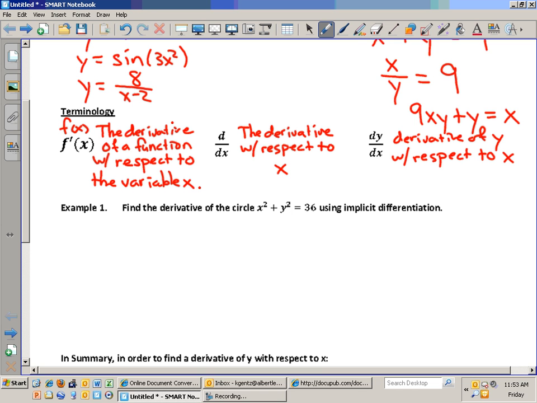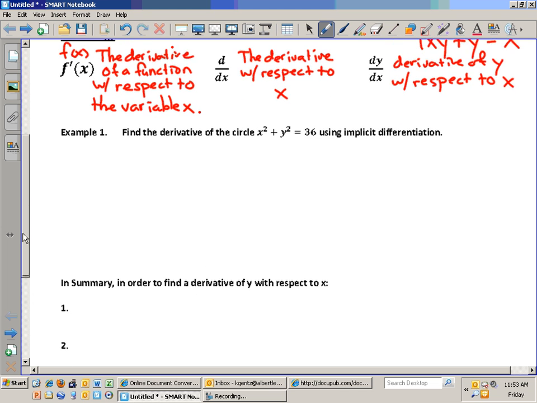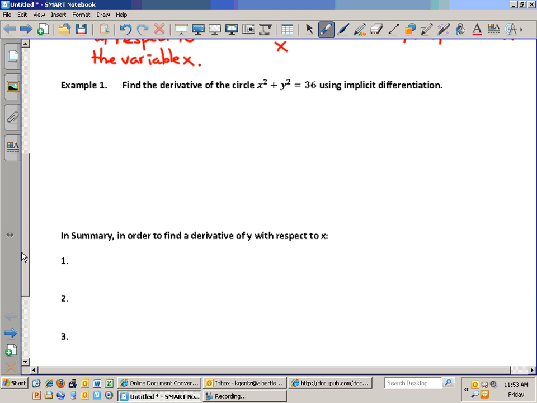When we find the derivative of a function, we change x a lot, but we're actually finding the derivative of the function. So here's some terminology. Let me show you how this works out here. Find the derivative of the circle x squared plus y squared equals 36 using implicit differentiation. This is where I'm going to try to make a connection I haven't tried before. We'll see how it works. Just trust the process so you understand it, and then I'll show you the shorter way of doing it.